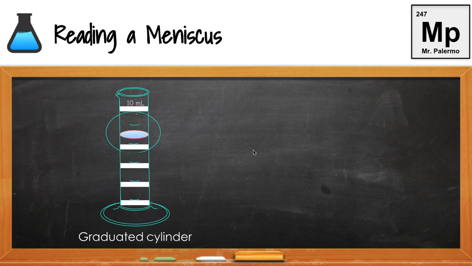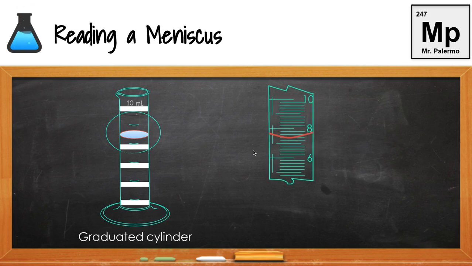So how do we read the meniscus on the graduated cylinder? This is really important, especially for our lab investigations. You want to make sure that you're reading it properly, otherwise you're going to have a lot of error in your measurements. So first thing you do is you place the graduated cylinder flat on the table, and you want to make sure that you're not reading it too high or too low.